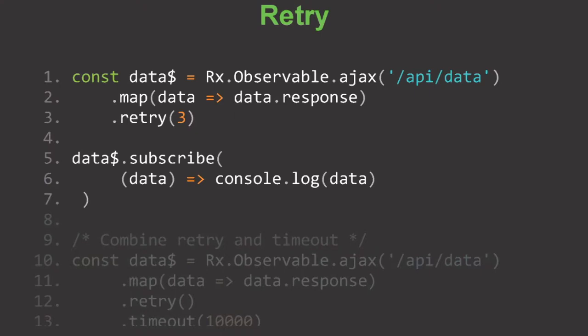So what about retrying? Generally with promises, this can be tricky to implement, but it's definitely not impossible. People are doing it everywhere, and there are libraries that can help you with it. With RxJS, it's as simple as adding the retry operator and telling it how many times you want to retry. If you exclude the parameter, it'll retry indefinitely.